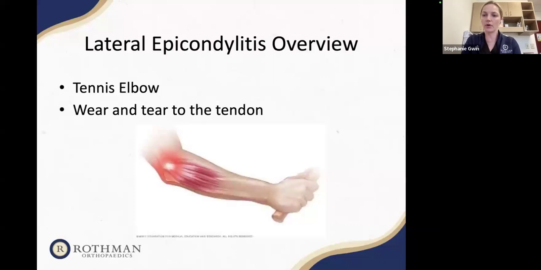Tennis elbow is another one of probably the better studied areas for PRP. What that is, it's wear and tear on the tendon over time. Tennis elbow is the outside part of your elbow, and that is in theory from hitting a backhand in tennis, where your wrist is kind of extending back repeatedly. But we also see it from computer use a lot. Any repetitive fine motor thing can lead to it.